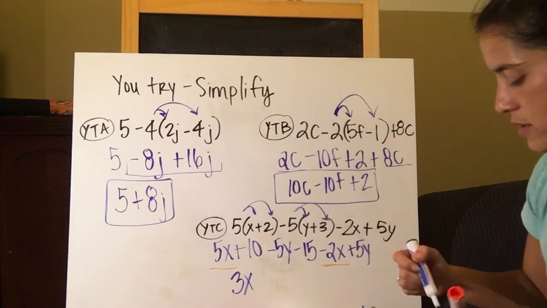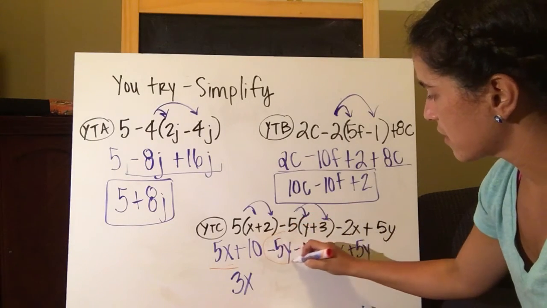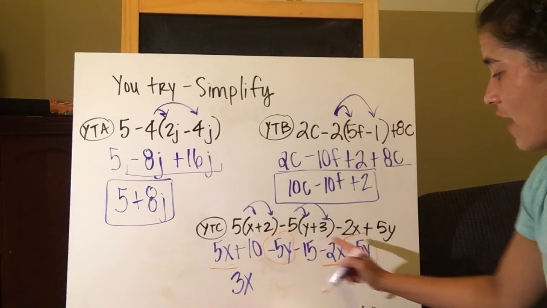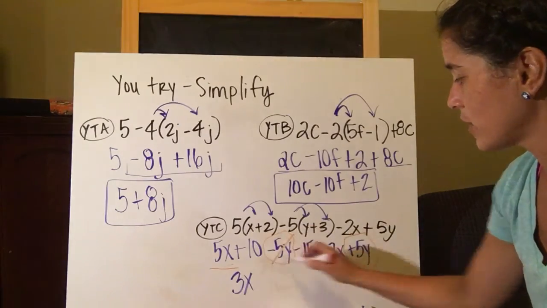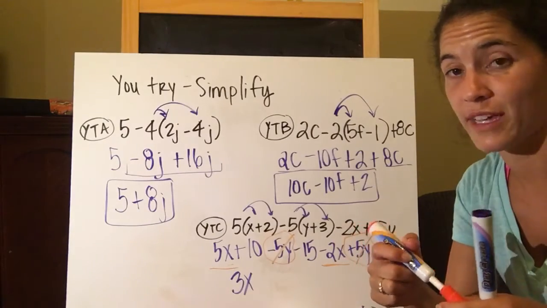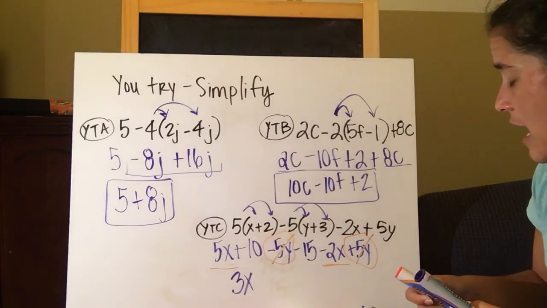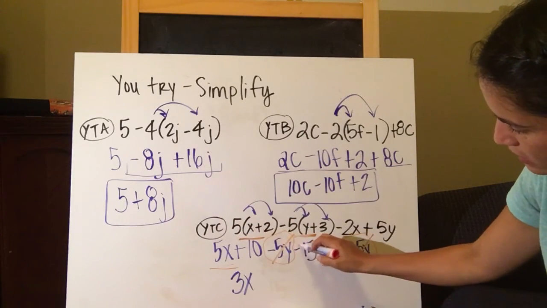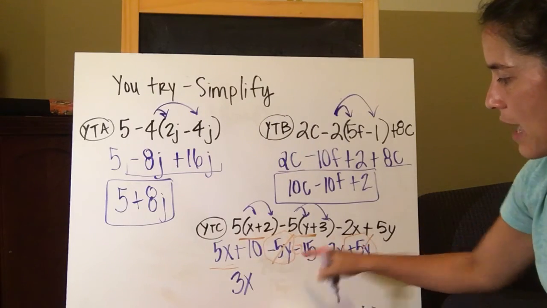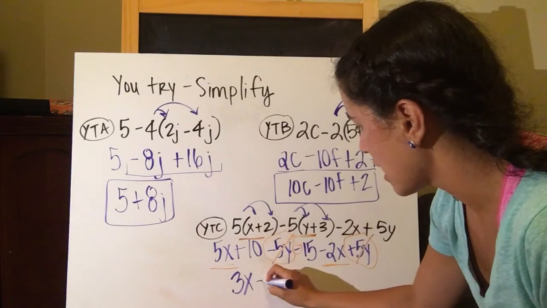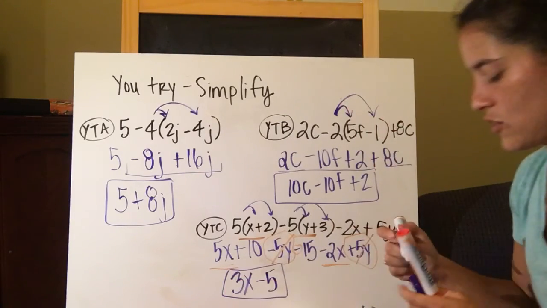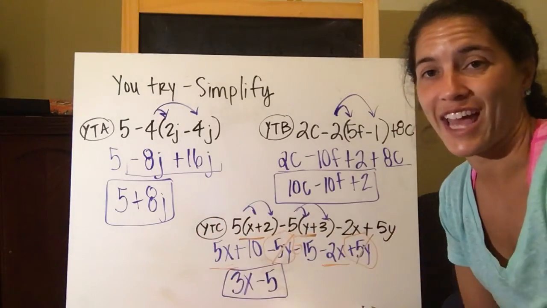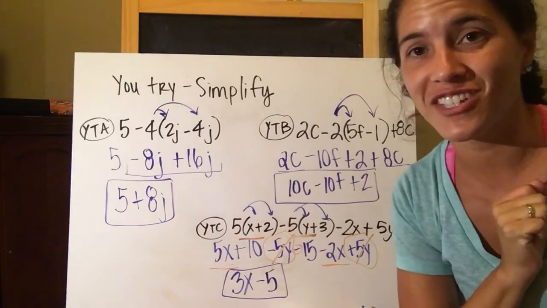Now I have negative 5y plus 5y. Negative 5y plus 5y, well, that's going to be 0y. We don't need to write 0y because 0 times y is 0. And then I have 10 constant, and this is a negative 15. Do you see that? That's a negative 15. So 10 minus 15 is negative 5. So that would be your final answer: 3x minus 5. So that was a lot of mumbo jumbo and then down to 3x minus 5. Let me know if you have any questions, and we'll work more tomorrow.